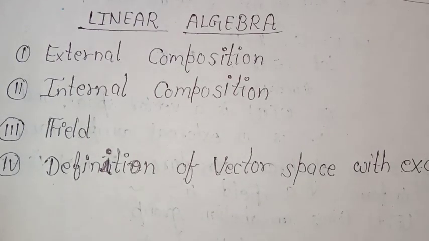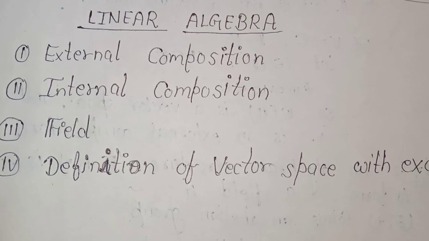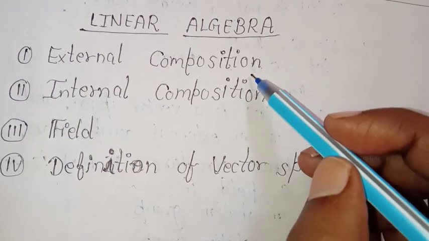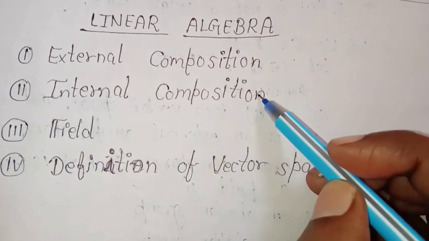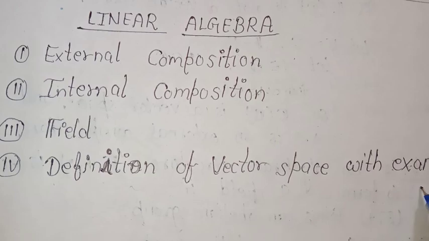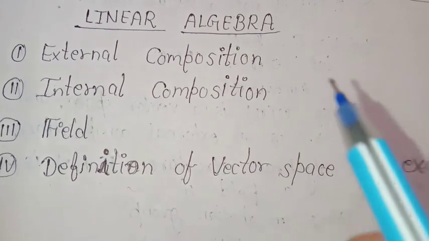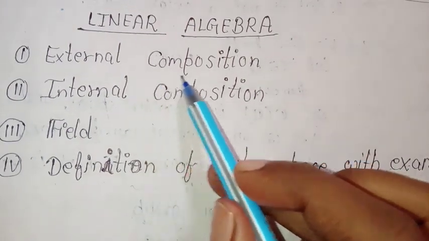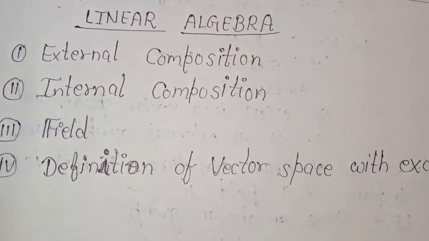Today I am going to start a new series of lectures on linear algebra. In today's session, we will discuss the external composition, internal composition, the definition of a field, and the definition of vector spaces with examples. So let's start with the definition of composition.